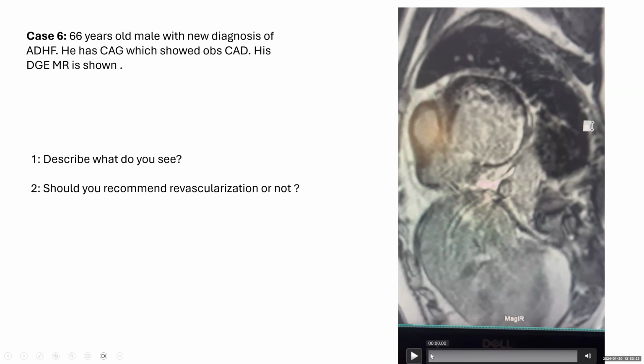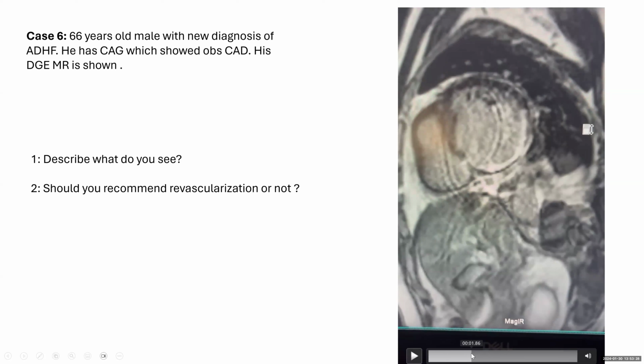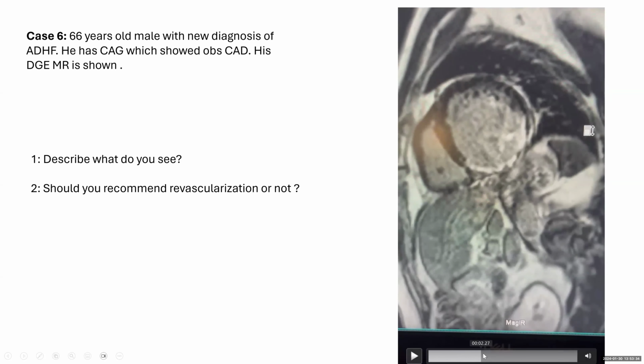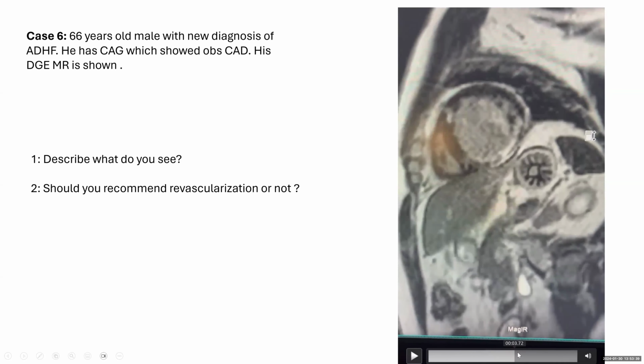This is his delayed enhancement from the base. The cardiac MR images are not well done. He was moving or breathing, but you can see the myocardium and the changes in the myocardium.